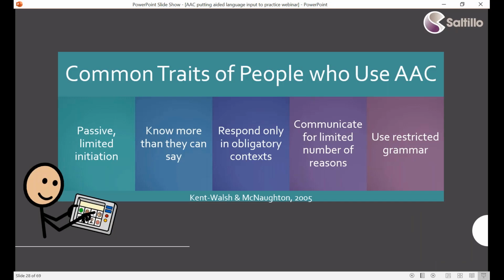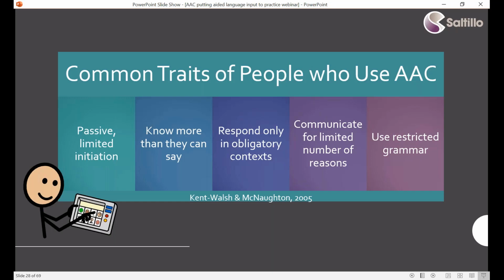And what we've found, again, not all positive, we tend to find that they are passive. They limit their initiation, so they don't tend to start the conversation a whole lot. They may know more than what they can say, so this is typically that receptive language and understanding more than what they can express. They may respond only in certain contexts, so they might need a lot of cueing in order to answer a question or to initiate. They may only communicate for a limited number of reasons.